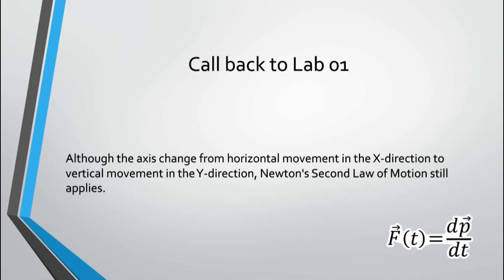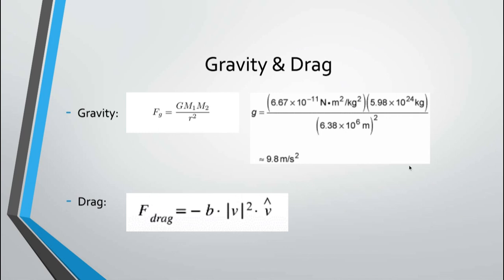So, call back to Lab 1. Although the axis changed from horizontal movement in the x direction to vertical movement in the y direction for this lab, we still have to apply Newton's second law of motion, which is right here. But two new conditions for this lab are gravity and drag.